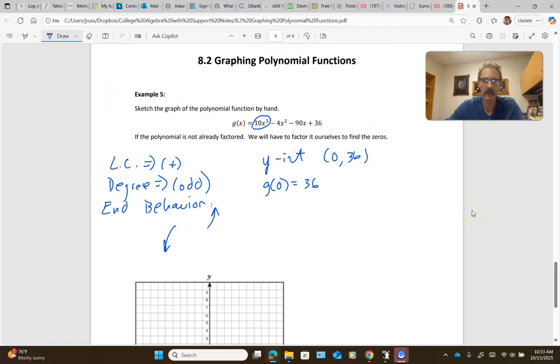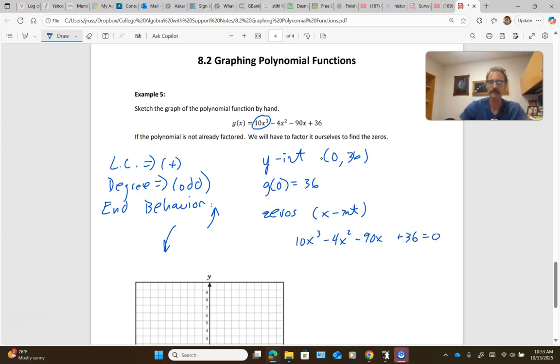And then lastly, the zeros, which correspond to the x-intercepts. We'll put that in here. Now they're not technically the same, but remember they're related. Well, to find those, we need to take this function, set it equal to 0, and solve for x. Well, this function's not factored, so we're going to have to factor it ourselves. So that'll give us a little bit of extra practice. Factor by grouping. That's the way you're going to have to do this one.